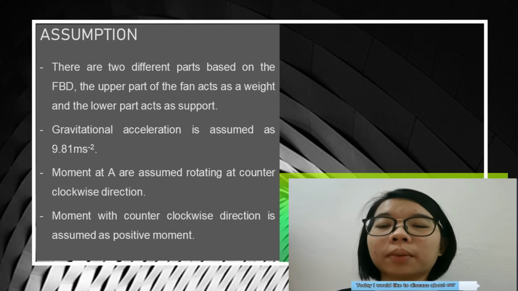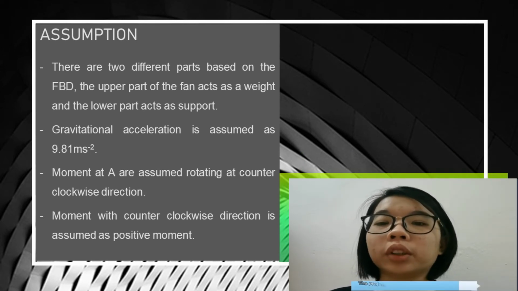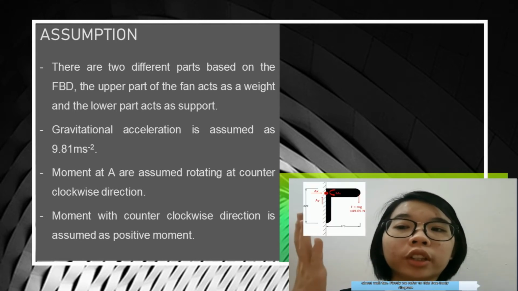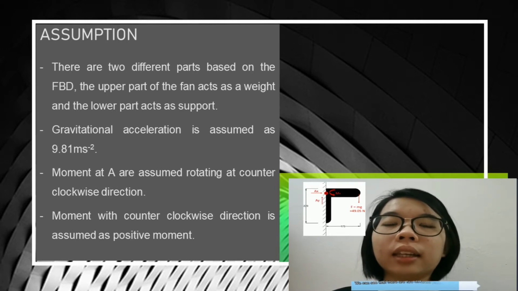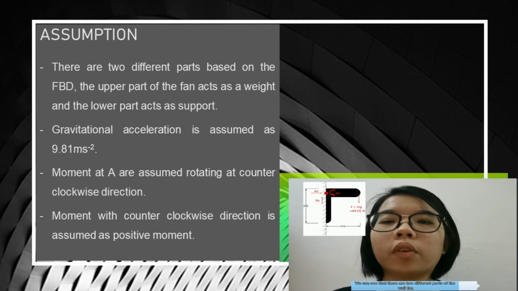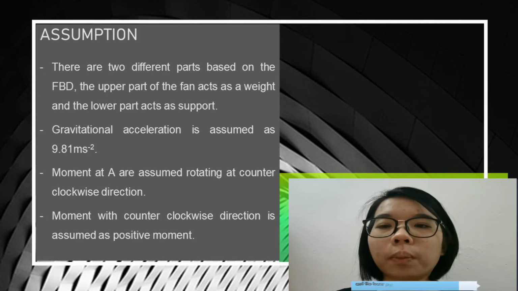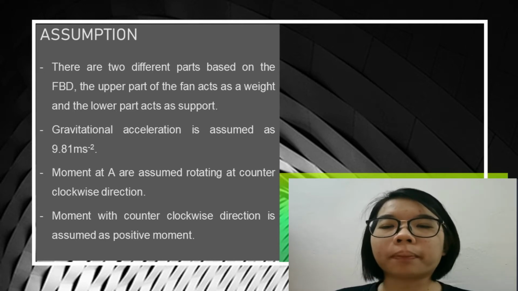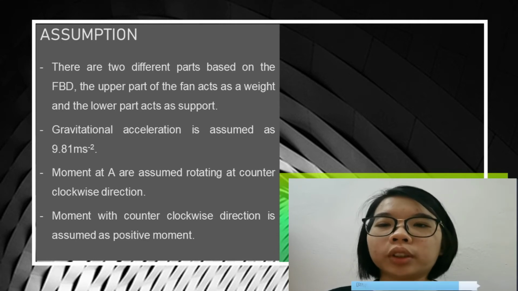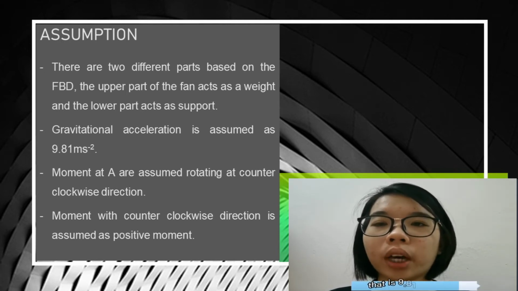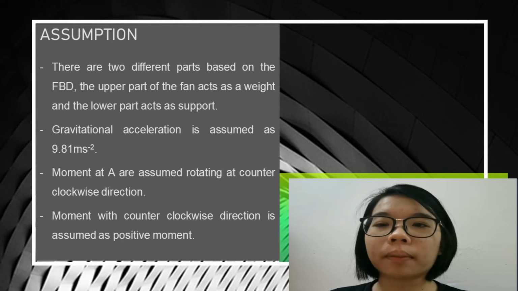Today I would like to discuss our group assignment. The project of our group assignment is about a wall fan. Firstly, we refer to this free body diagram. We can see that there are two different parts of the wall fan, which are the upper part and the lower part. The upper part we assume is a weight, and the lower part we assume is a support. The second assumption of our project is gravitational acceleration, which we assume is 9.81 meters per second squared.